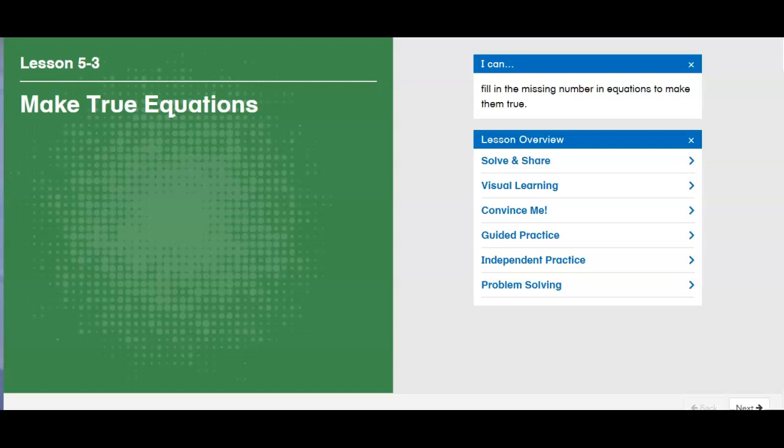Today we are working on Topic 5, Lesson 3, Make True Equations. Our learning intention for today is: I can fill in the missing number in equations to make them true. So let's get started.